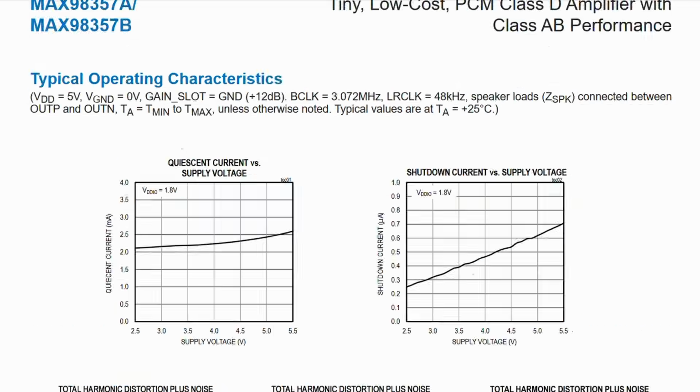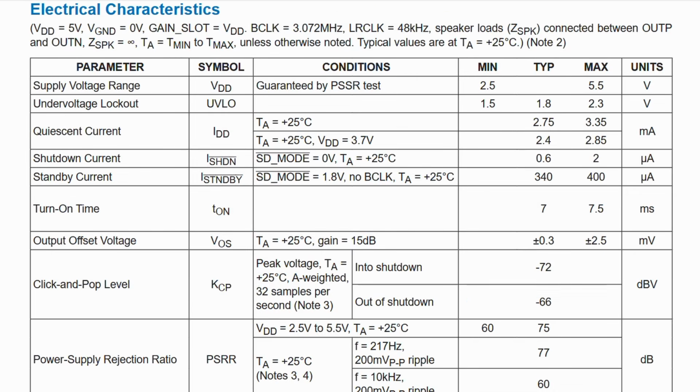Now, looking at some key specifications, the supply voltage ranges from 2.5 to 5.5 volts. Quiescent current is around a few milliamps, which is fine for most applications but not ideal for long battery powered designs. That's where the shutdown mode helps significantly by reducing current consumption.